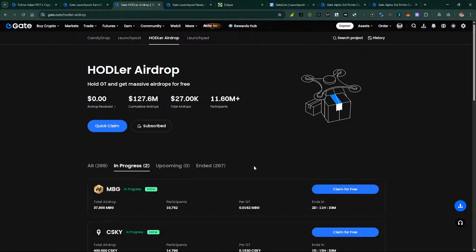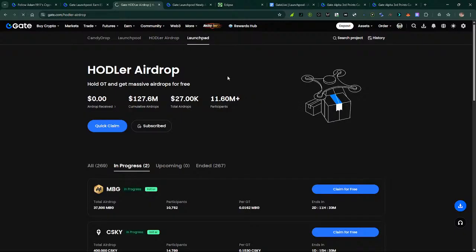If you click on it, it is going to register you. Otherwise you will be out of this, even if you are holding a lot of GTs. So make sure you are registering before it ends. And you have to keep the holding amount intact throughout the whole period.